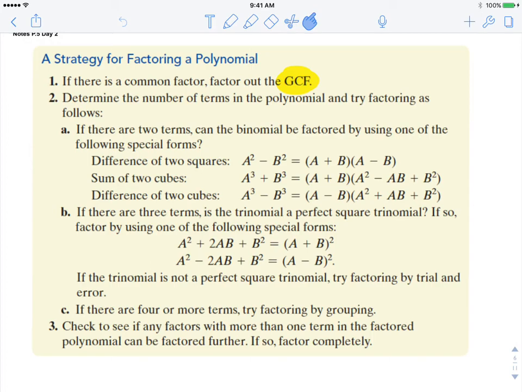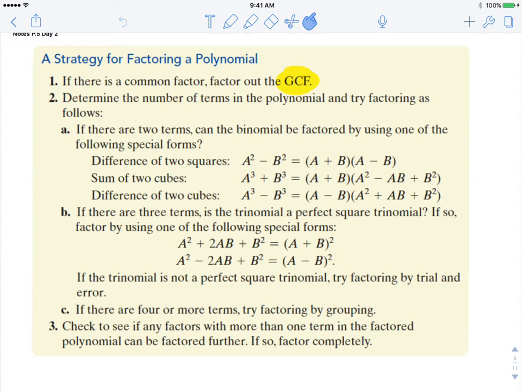All right, these are some strategies for factoring a polynomial. Number one, you always want to look to see if there is a greatest common factor, which we call GCF. And then number two is to look to see how many terms there are. If it's two terms, it could be the difference of two squares, the sum or difference of two cubes.